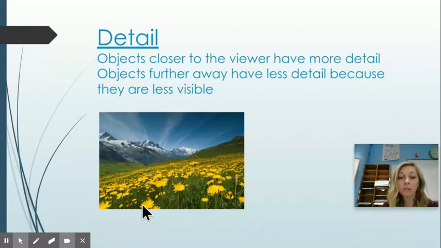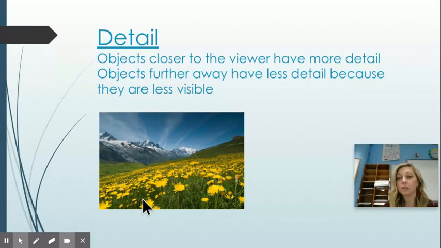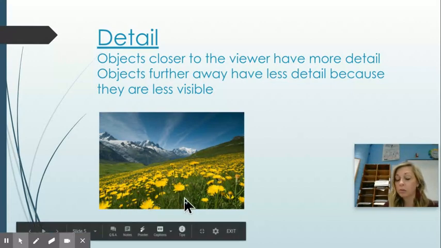Okay. Things that are further away are less visible. So notice how these flowers have less detail. So as things go back in space, you don't have to give them quite as much time and attention as the things that are closest to us. We really want those things to pop out. So things closer, more detail, further away, less detail.